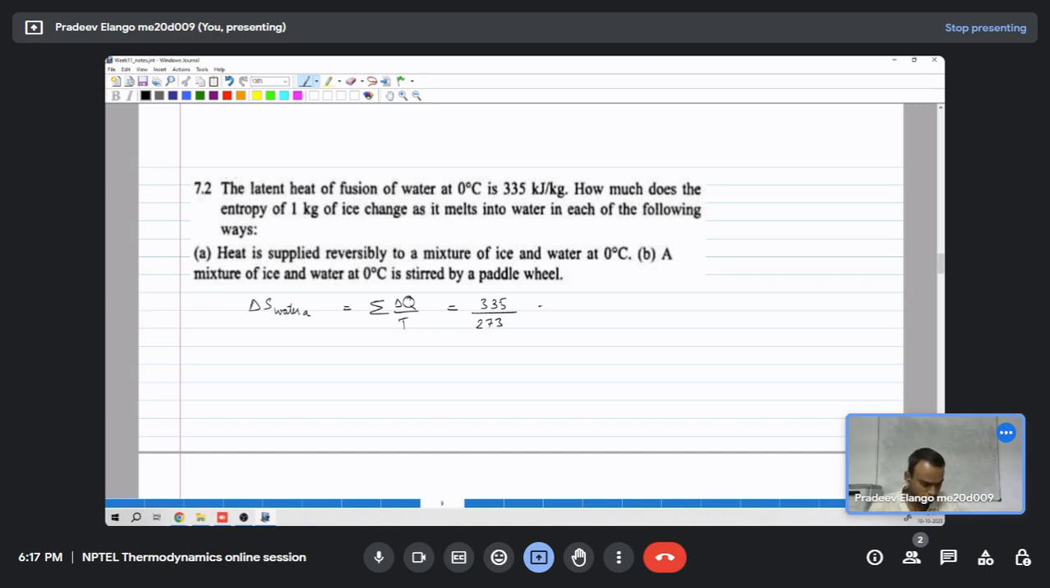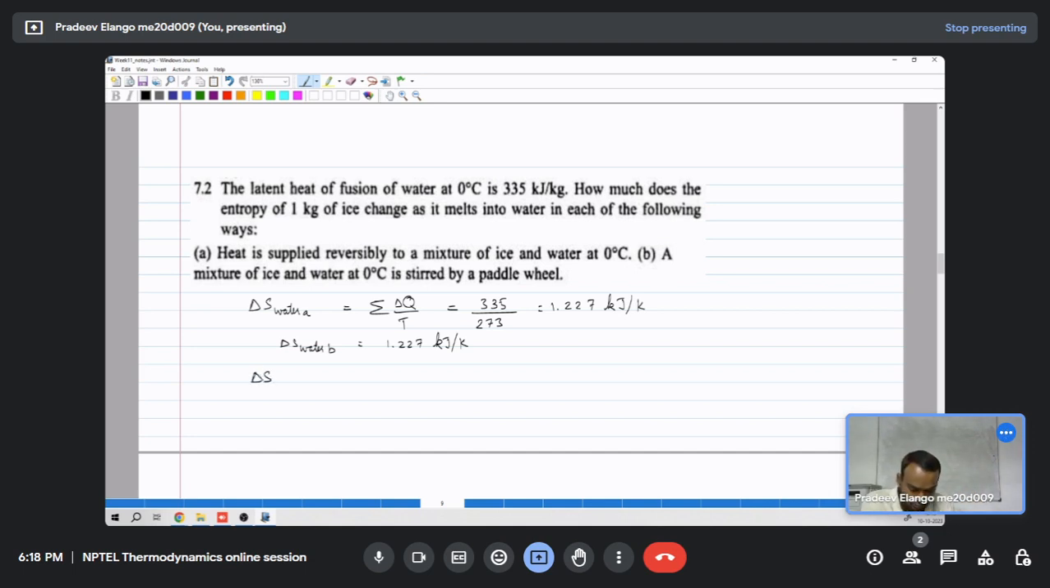So this is 1.227 kilojoules per Kelvin. And now for the second case we will have the same thing, so there is no change in any of this. So we will write delta S of water for case B as 1.227 kilojoules per Kelvin, the same thing. Now, what will be the difference between these two cases?